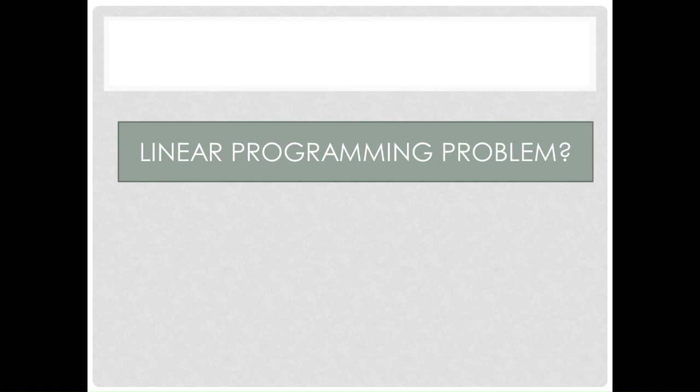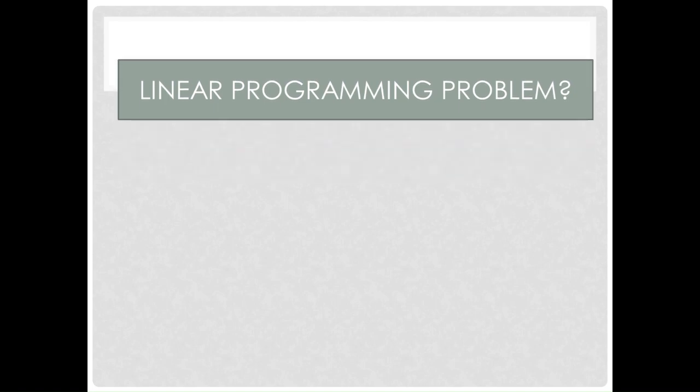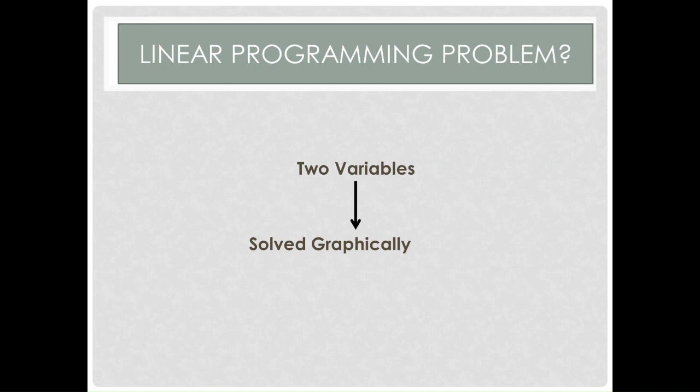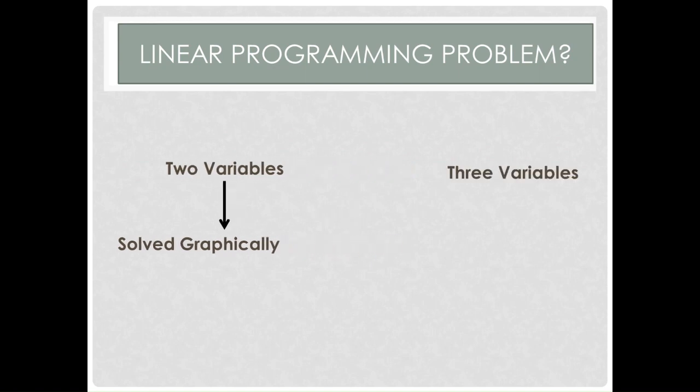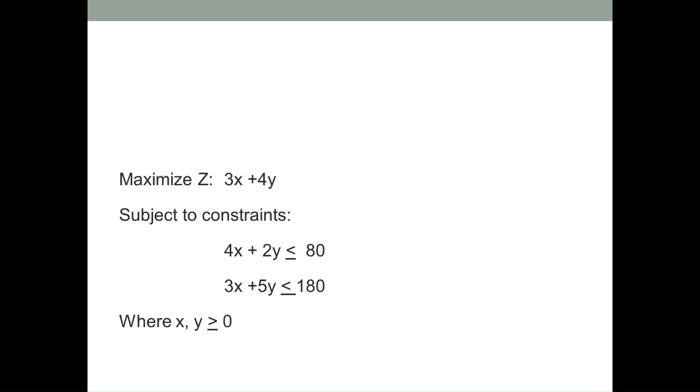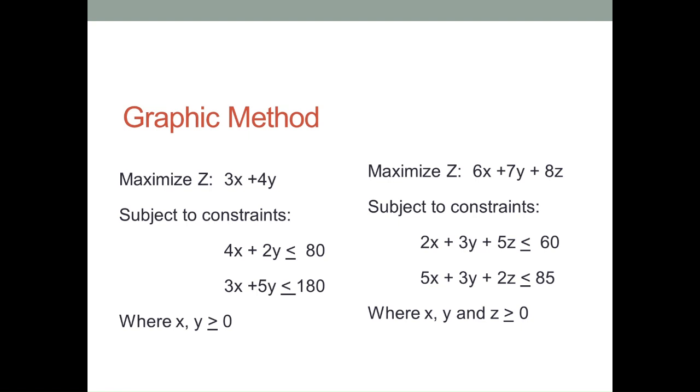Well, there are different ways to solve the problem. The problem having two variables can be solved graphically, while the problems having three decision variables can be solved with the help of simplex method. Like you can see in this case, we have two decision variables, that is x and y. So in this case, we can apply graphic method to solve the problem. While in another example, we have three decision variables, that is x, y, and z. And in this case, we will use the simplex method to solve the problem.